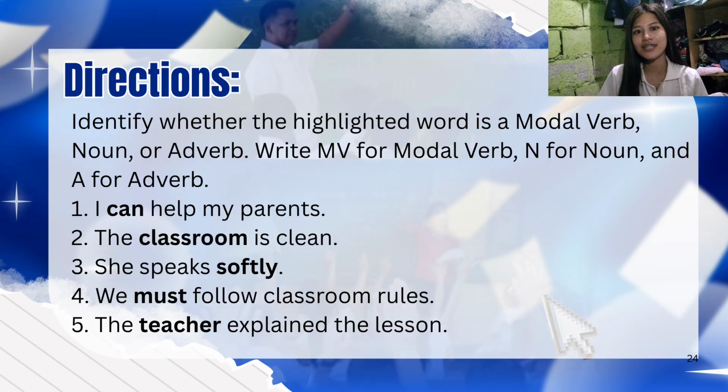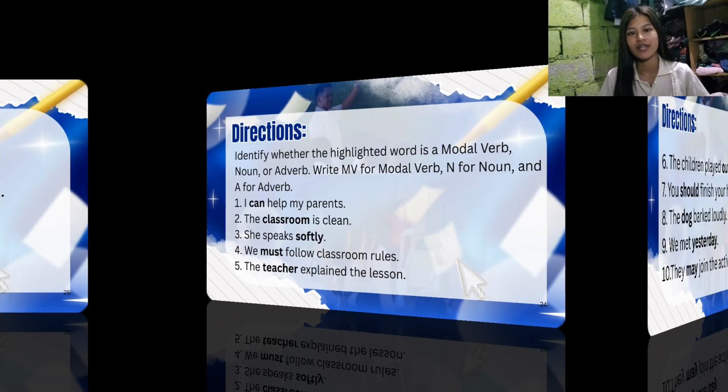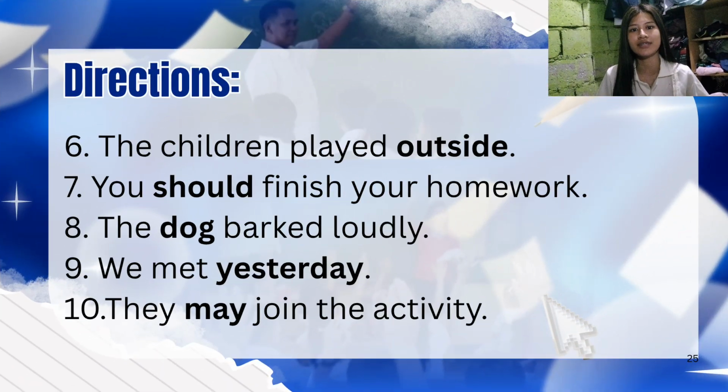Number 3, she speaks softly. What is the answer? Okay, it is an adverb because softly tells us how she speaks. Number 4, we must follow the classroom rules. So the answer is, everybody, MV, because must is a modal verb. Number 5, the teacher explained the lesson. The answer is N, because teacher is a noun. Number 6, the children played outside. The answer is an adverb because outside tells where they played.